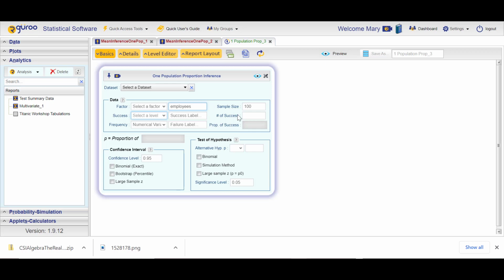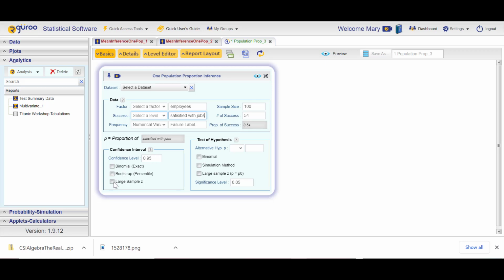So 100 employees, and under number of successes, we'll say 54 of them said, and then for the success label, they said that they were satisfied with their jobs. So you can just leave it as satisfied or put satisfied with jobs. All right. I think we said we're already going to do a 95% confidence interval.